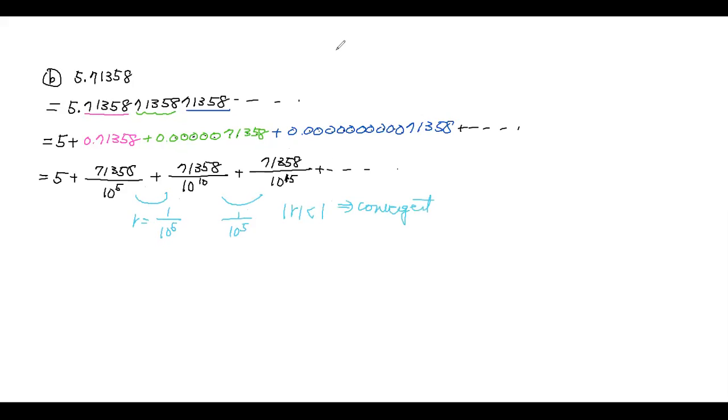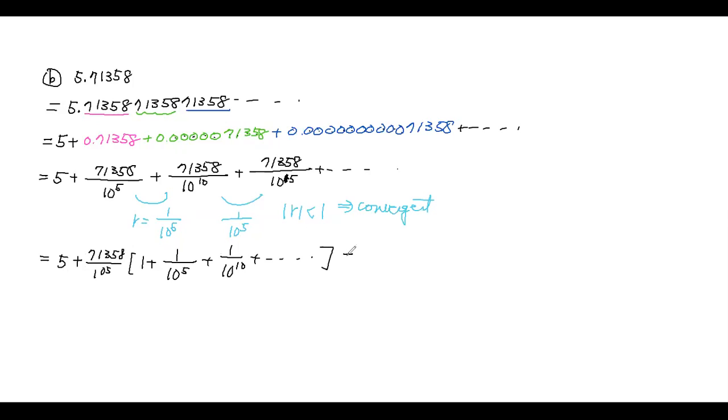In order to use the geometric series, I factor things out. I still leave the 5 in the front, right? 71358 over 10 to the 5th, and this is 1 plus... you factor 10 to the 5th out. What is the next term you have? For the 15, what is this term? It's 1 over 10 to the 10th, right?